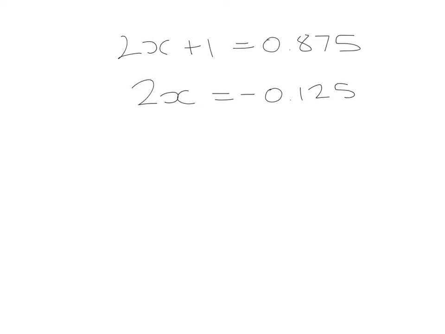So we had 2x plus 1 equal to 0.875. So if we take away 1, we're left with minus 0.125. And if we divide by 2, we're left with minus 0.0625.